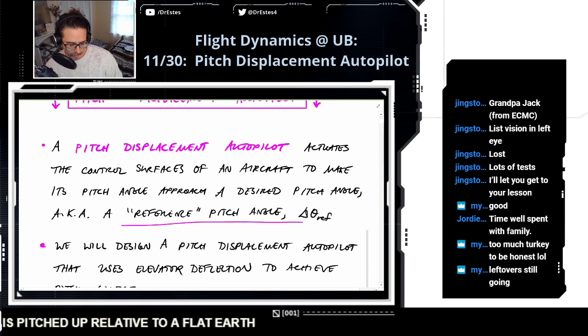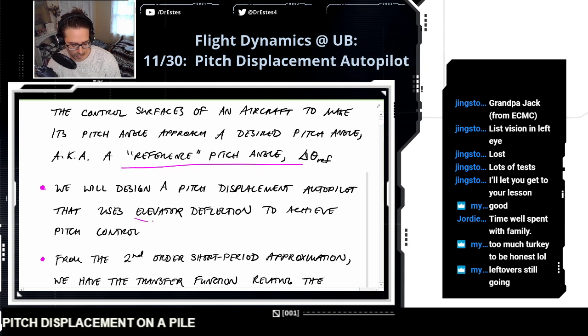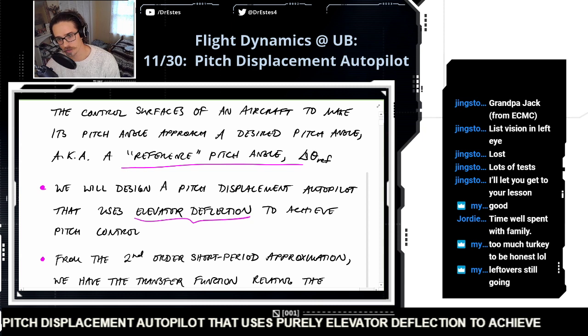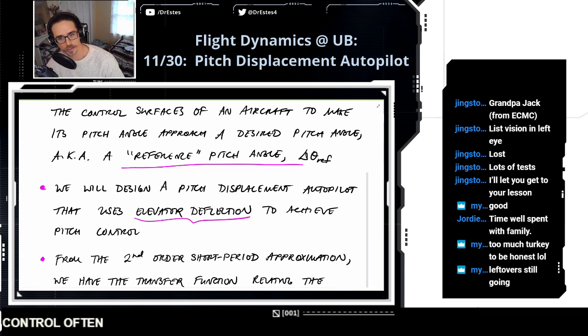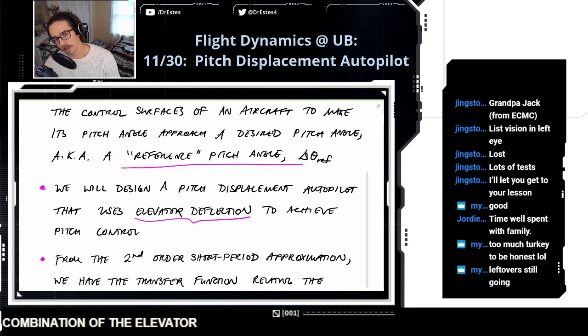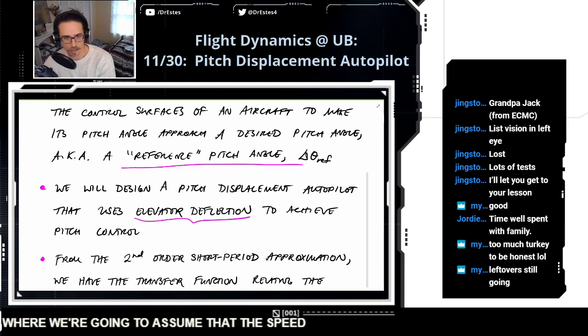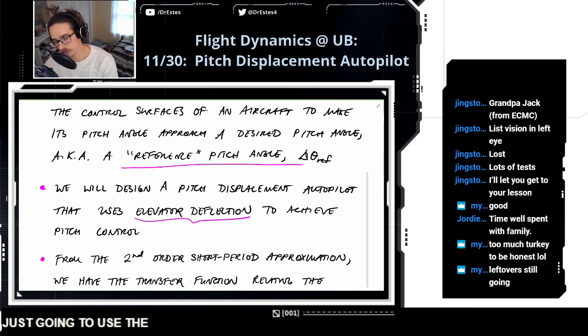So we're going to design a specific type of pitch displacement autopilot that uses purely elevator deflection to achieve pitch control. Often pitch control or altitude control is accomplished with a combination of the elevator and the thrust, changing speed of the aircraft. But we're going to assume that the speed of the aircraft is constant, and we're just going to use the elevator to do pitch control.